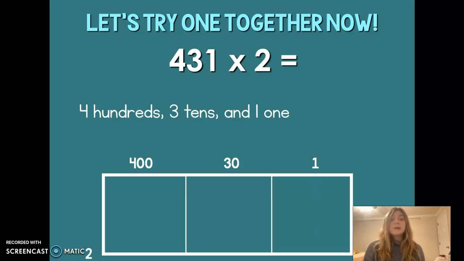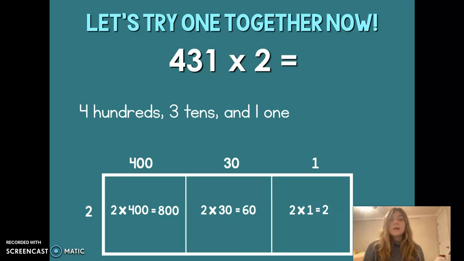Next step is to multiply my digits together. So I should have 2 times 400, 2 times 30, and 2 times 1. When I do my multiplication, for 2 times 400, I should get 800. For 2 times 30, I should get 60. For 2 times 1, I should get 2.